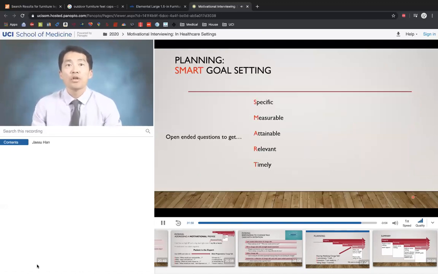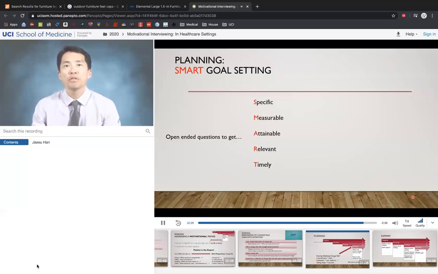So if we are able to collaborate with the patient and get to the planning process, what is a very helpful tool to make sure that planning goes as well as possible? There is something called SMART goal setting, which has been very helpful. And this is essentially open-ended questions that really get to a specific goal, a measurable goal, an attainable goal, a relevant goal, and a timely goal.